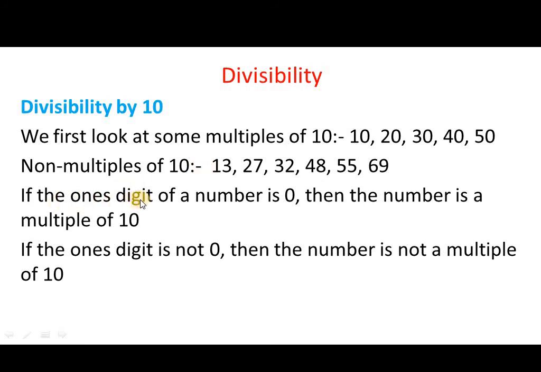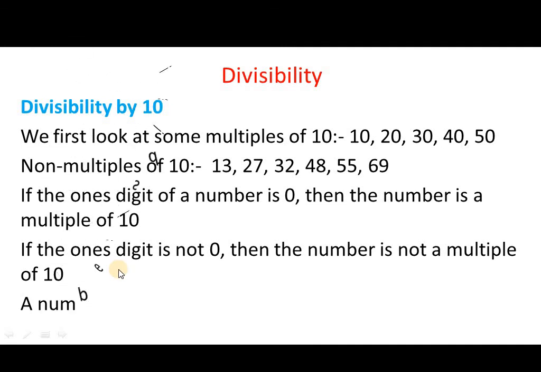If the ones digit of a number is 0, so if the number has 0 in its ones place, then the number is definitely a multiple of 10. Suppose 0 is not there, then it is definitely not a multiple of 10. If the ones digit is not 0, then the number is not a multiple of 10. Suppose in 13, 27 like this, 0 is not there in the unit place, then that number is definitely not a multiple of 10.